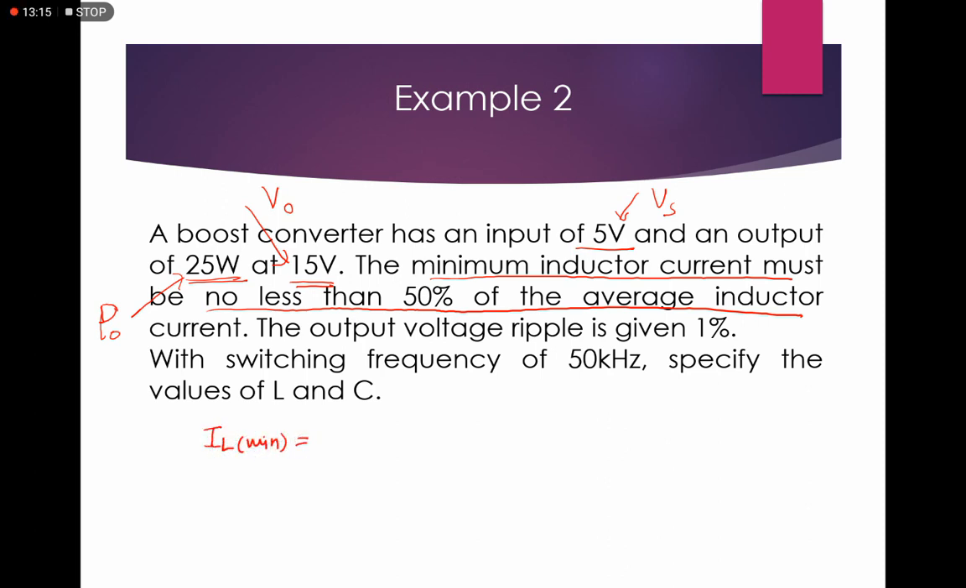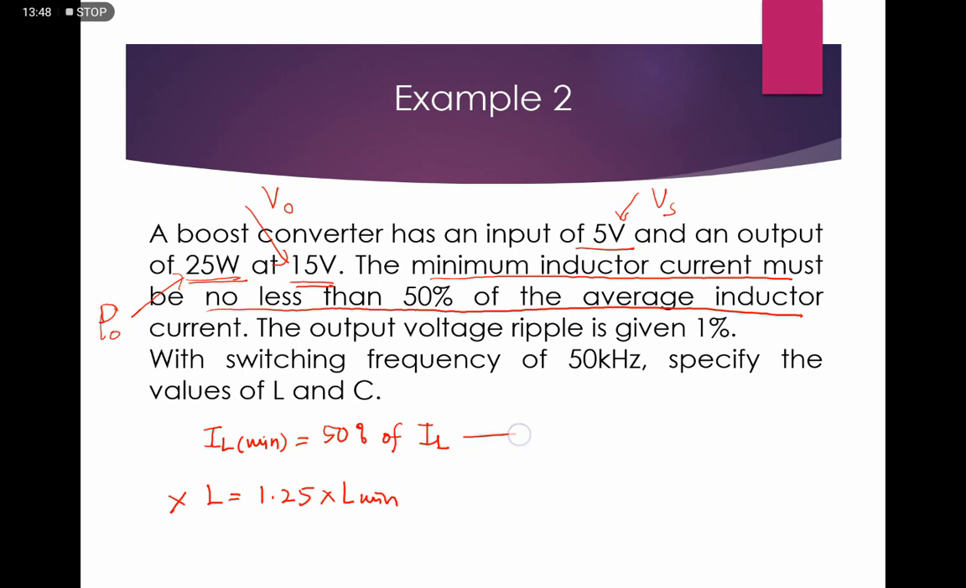Your IL min is 50% of the average inductor current. So you need to find your average inductor current. Half of your average inductor current is your IL min. Okay, minimum inductor current. You cannot use the assumption that the criteria we made just now, which is L is 1.25 L min here. You cannot use this equation.